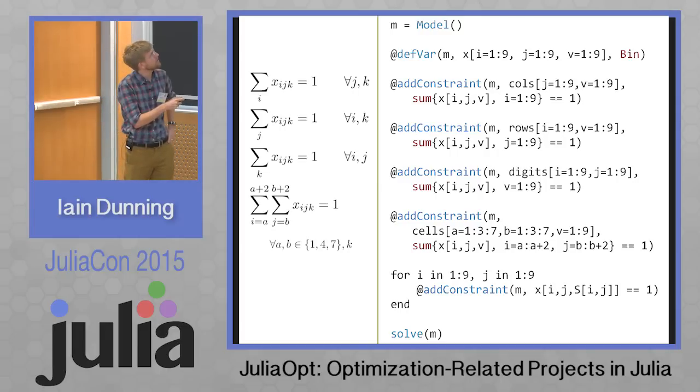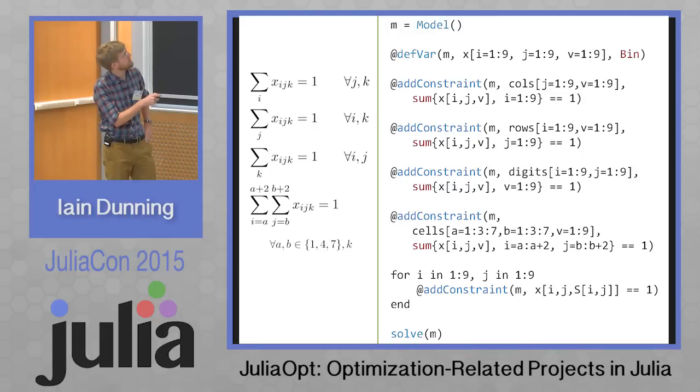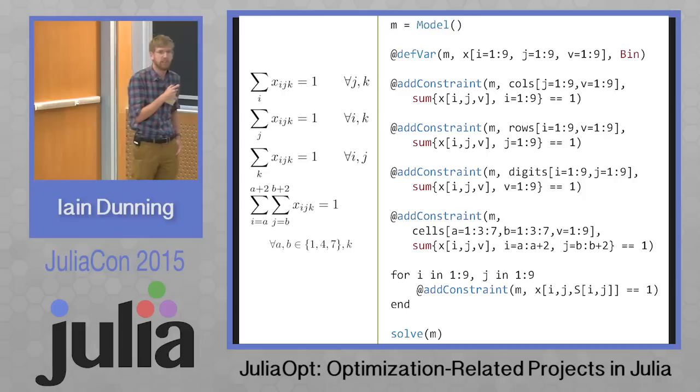So for each column and for each digit, the sum across all rows i, 1 to 9, of x i, j, v equals 1. And what this does is, you see that sum with the curly brackets? That's not the default Julia sum. That's our own domain-specific language sum.